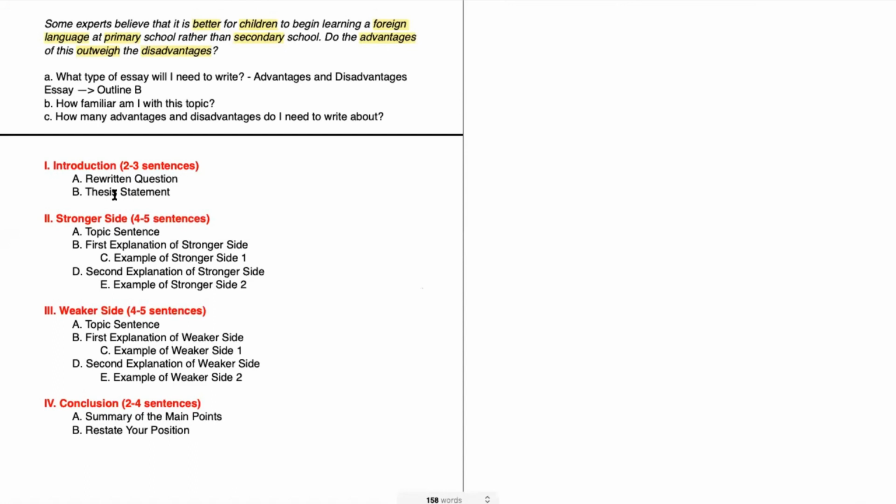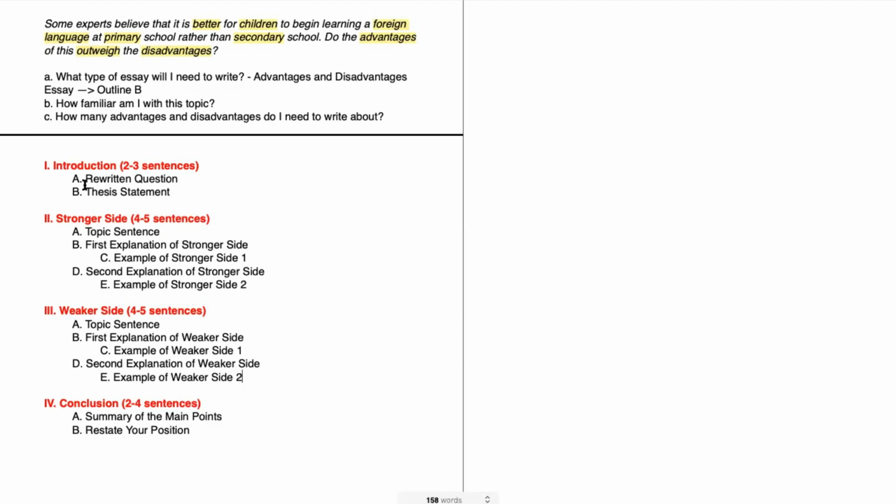Okay, so I've gone ahead and written out the outline that we saw from our outline B slide earlier, and I've written our headings in red, so the introduction, the stronger side, the weaker side, and the conclusion. I have also written the various sentences that we will use in each paragraph. So first off, in the introduction, it should be about 2 to 3 sentences. You'll have your rewritten question. So basically, we're going to rewrite what we see here with synonyms, and this will show the examiner that you're able to effectively open your essay and that you also have synonyms to restate what is written. This shows your range of vocabulary.